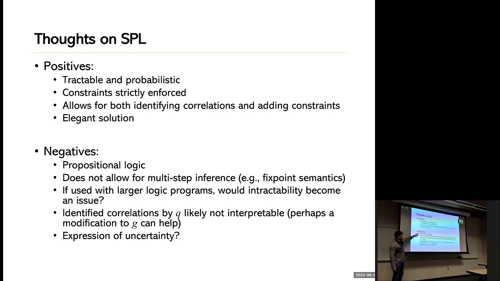It's only propositional though, and there's no notion of multi-step inference. And we don't know what happens if you go to really big logical statements. The other thing is the correlations identified by Q. They're likely not interpretable, which is probably part of the reason they didn't talk about that in the experiments. You've got kind of a mess of parameters going into that Q function that dictates how that PDF works, and it's probably not anything you can make sense of, I would guess.